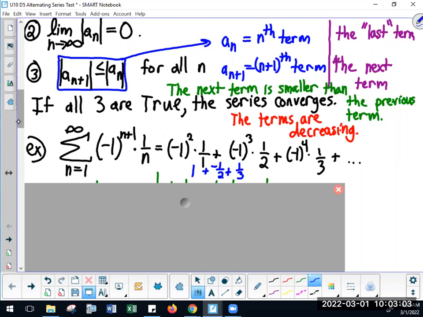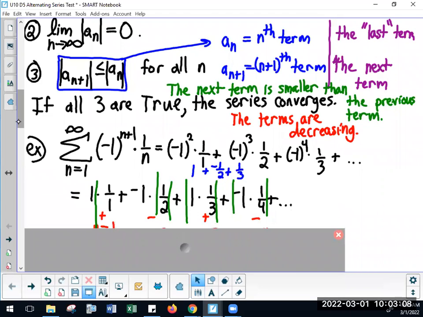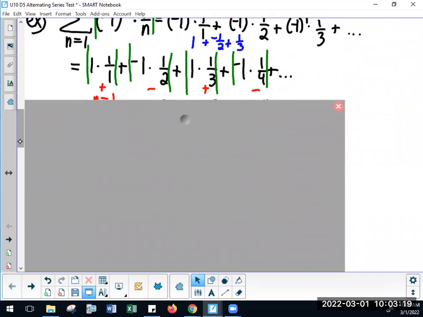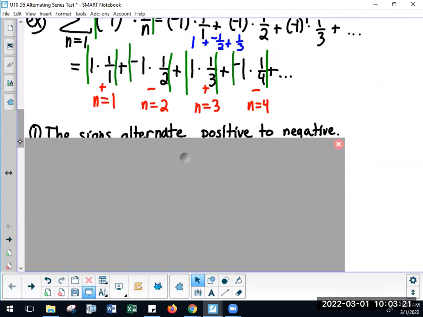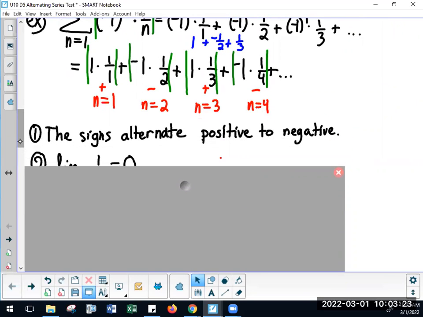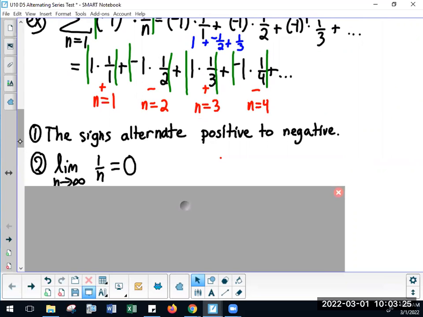Now that I have established that this is in fact an alternating series, I can go ahead and apply the alternating series test, which is going to require me to take the absolute value of everything. I believe that is the absolute value of -1 to the n plus 1th power times 1 over n. It's just 1 over n, yes?